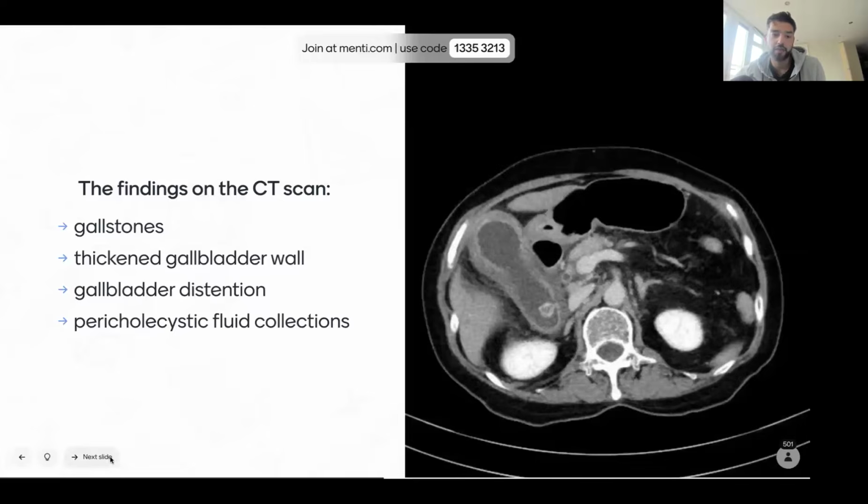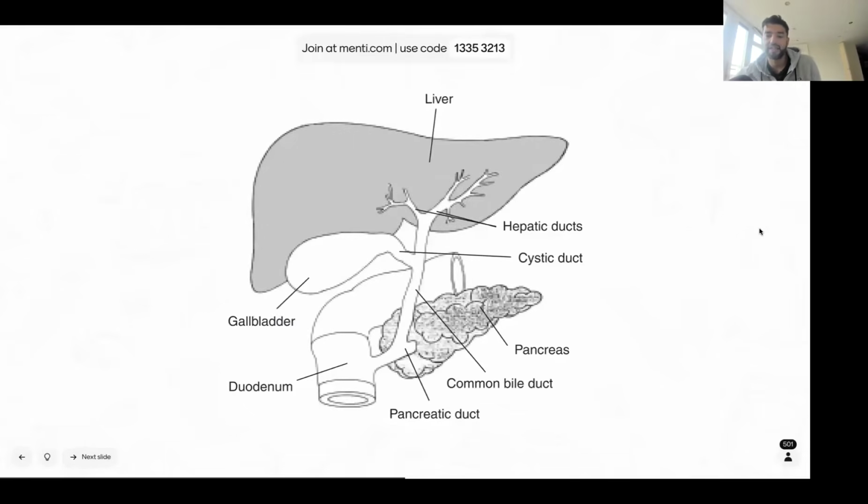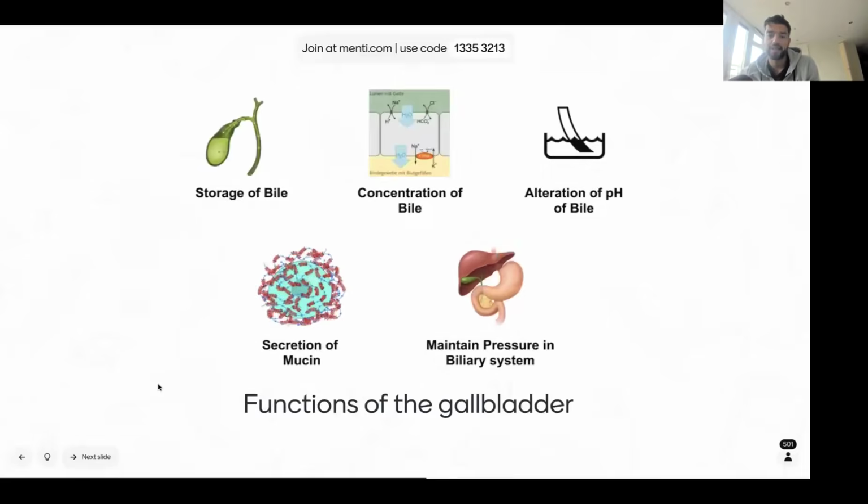Some of you might have heard of gallstones before, but the way to understand this is to think about what the gallbladder does and a bit about the anatomy again. So what's the function of the gallbladder? The gallbladder stores bile. Bile is a chemical that's made by our liver and stored within our gallbladder. The function of bile is to help with the digestion of fats. The bile does something called emulsifying, which is to break down the fats, and then they get digested within the bowel. So the job of the gallbladder is to store the bile, keep it concentrated, and also maintain the right pressure within that biliary system.